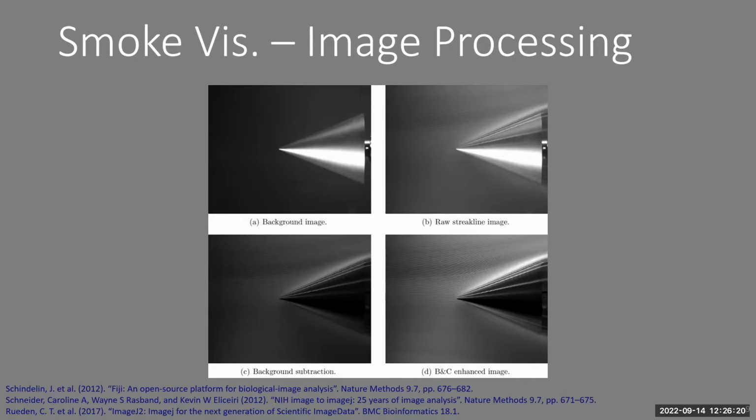Okay, so for all of the flow visualizations, we use ImageJ, an open source software, to do some simple image processing. Essentially, what we're doing is subtracting the backgrounds from each of the images. So here, this is sort of a stepwise process. This is a sample background image, a sample raw image. This is the image after the background has been subtracted, and the final product where brightness and contrast is enhanced.